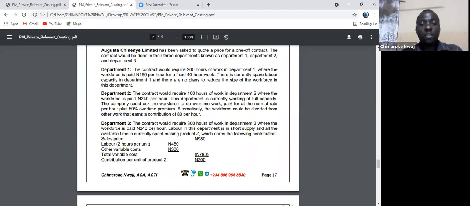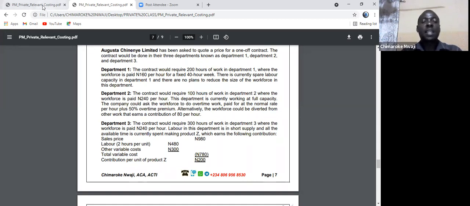They'll pay them the normal 240 naira plus 50% overtime. So 50% of 240 is 120. So 120, which is overtime, plus the 240 is 360. So what you will now do is 360 multiplied by 100 hours. That will give you 36,000.